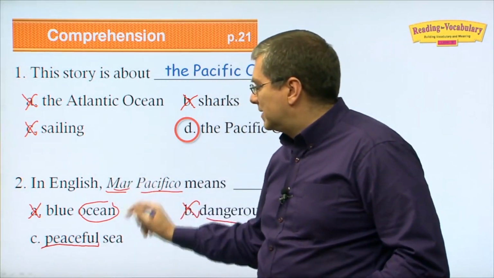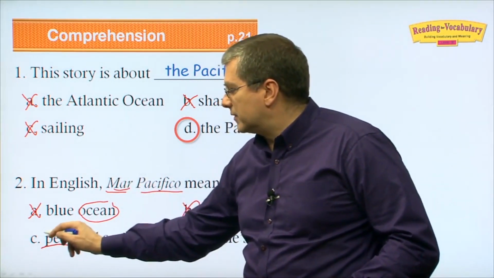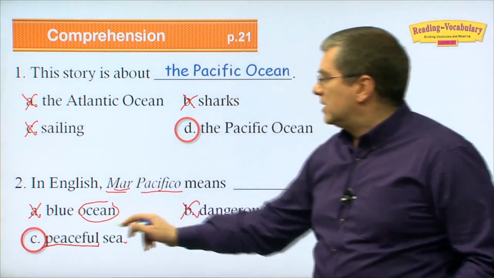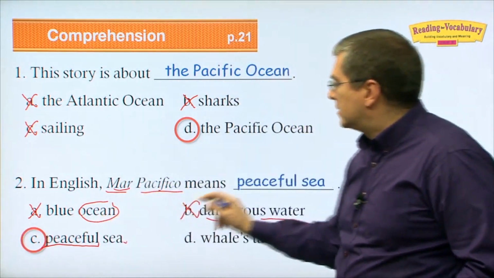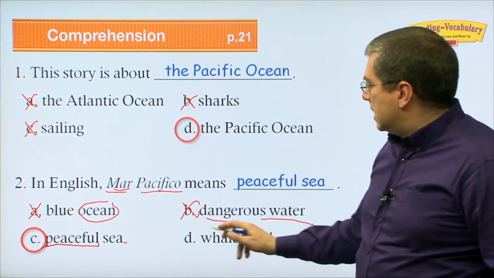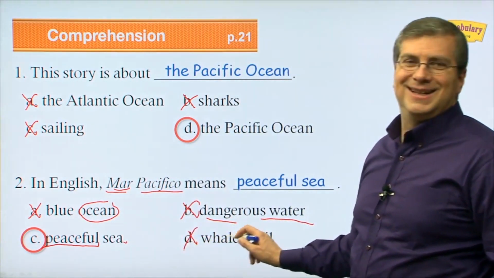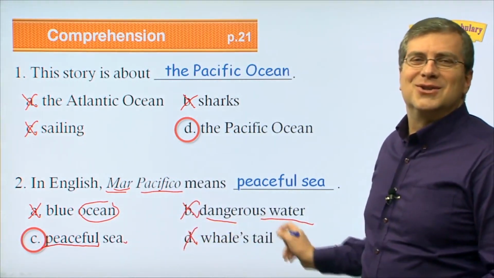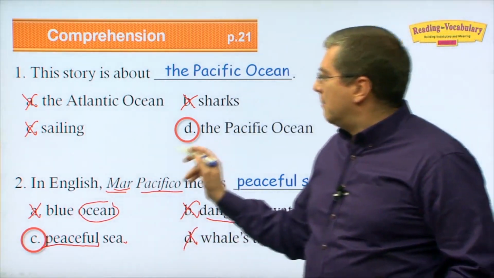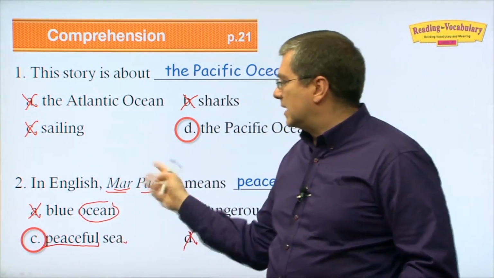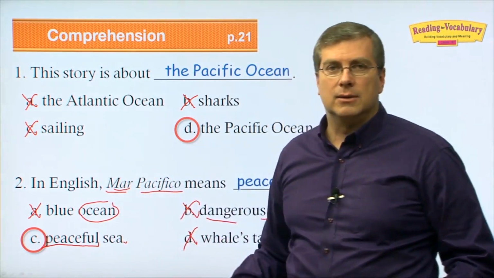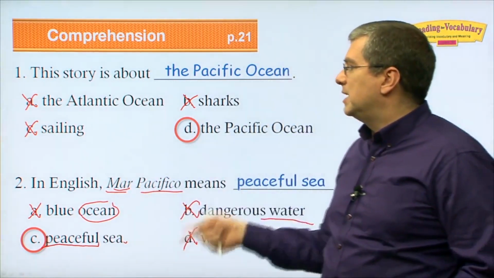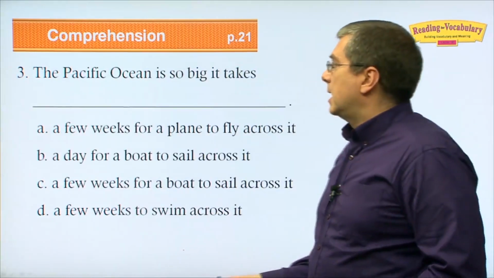And Mar means sea or ocean. So sea is the right answer here, right? Peaceful sea. In English, Mar Pacifico means peaceful sea. Not whale's tail. That's kind of funny. Where'd that come from, right? They're just trying to trick you, right? Whale's tail. No, Mar Pacifico means peaceful sea. It's kind of switched around. Pacifico means peaceful, Mar means sea. Okay, so Mar Pacifico is peaceful sea. Okay, number 3.